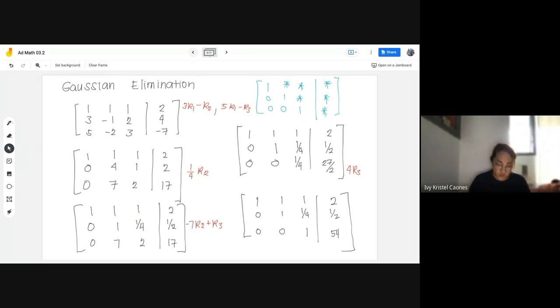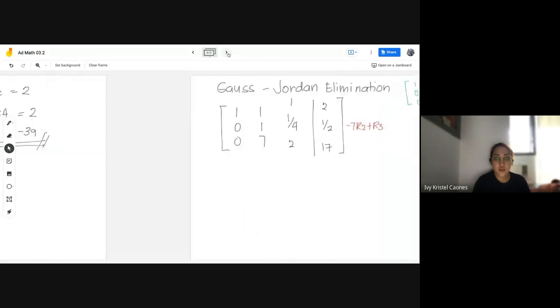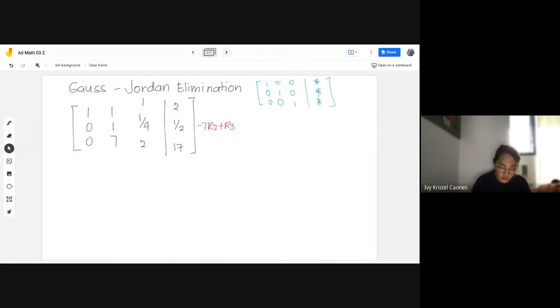How is that? So, we will copy this portion. Let's bring it here. Then, of course, we can also include that for row 1, it will be R2 minus R1. To follow that, our next matrix: 1, 0, 0, then 1, 1/4, and this one will be 1/2. We all know that negative 7 R2 plus R3 is 0. Then, we solved this earlier. This is 1/4, and this is 27 over 2.